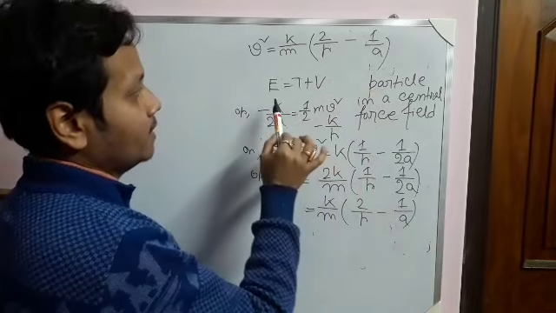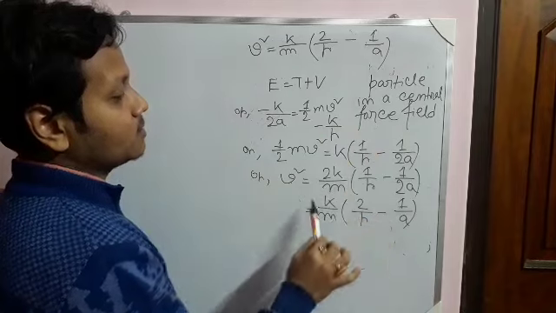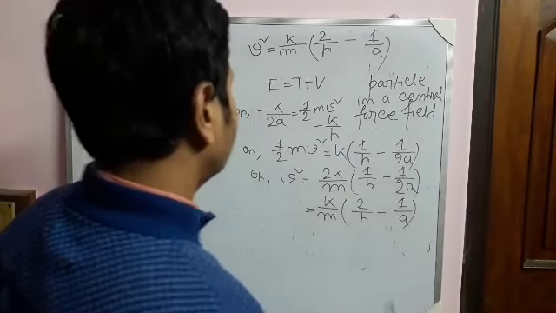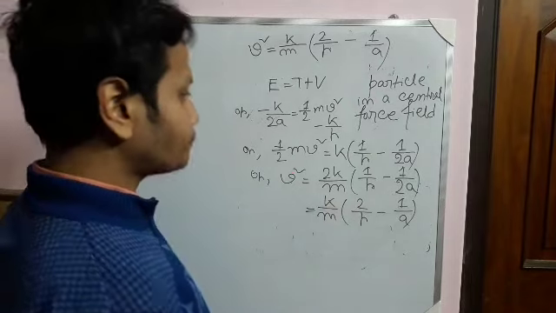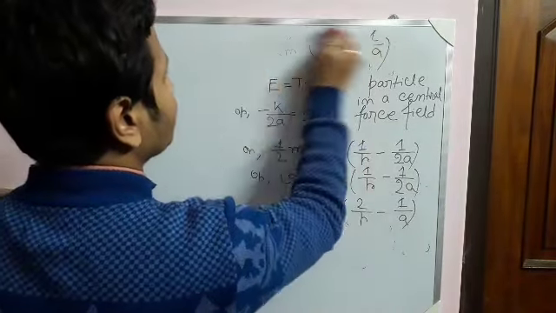This is simply, you write the expression of total energy, put the different values, and if you simplify it, we will arrive at the result. Okay, so this is an important question. Now we move towards another problem.